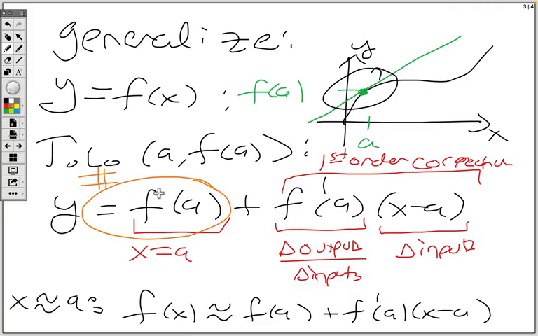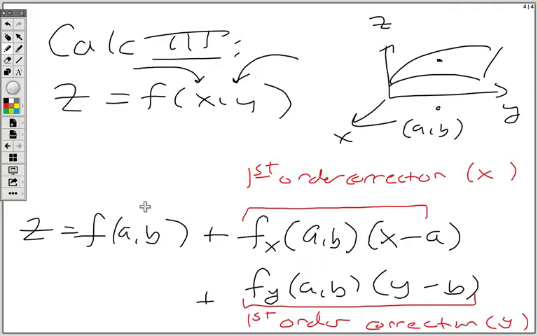This is a number here. This is a number here. This is a number here. The only variable we have is x to the first power, and so that gives us a line. All right, so that reinforces the fact that we have a line happening here.